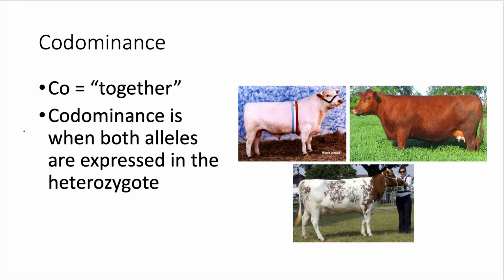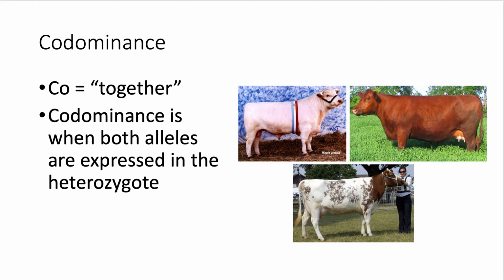So for example, in cows, you can have a white-haired cow. You can have this red type of cow. They're called roan. It's like a reddy brown. And then you can have this cow that has spots. It's white with brown or red spots. Okay, so this is codominant.